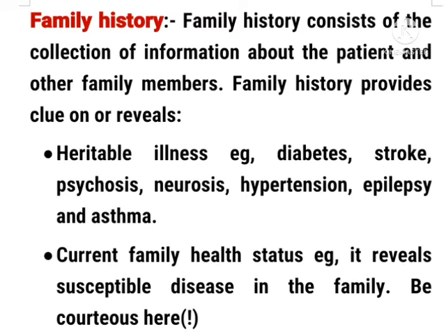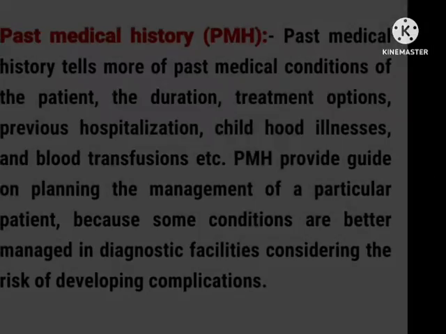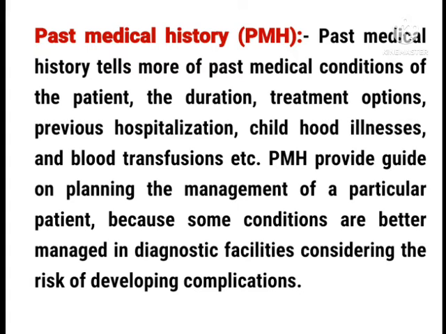It enables you to identify diseases that can be inherited: hypertension, epilepsy, asthma, diabetes, sickle cell, stroke, and psychosis related illnesses, especially during pregnancies and preparing for them. So family history is very, very important. Now let's look at past medical history.